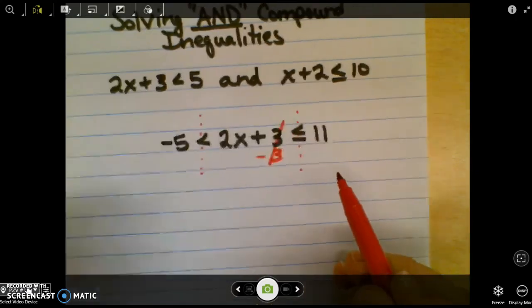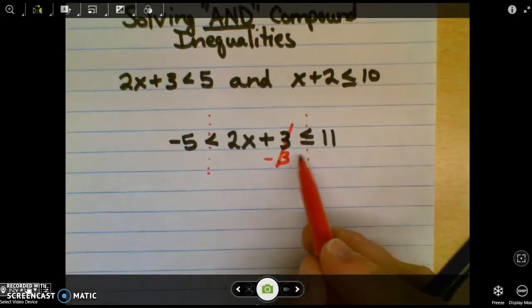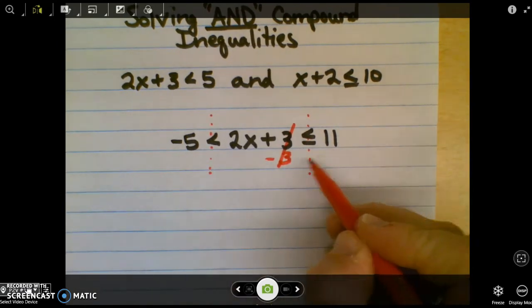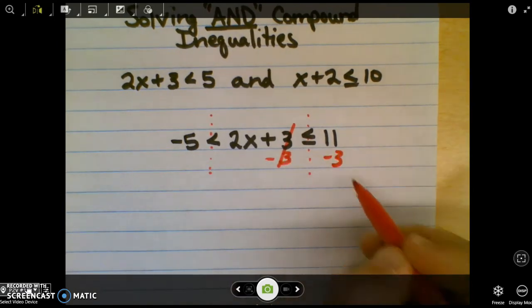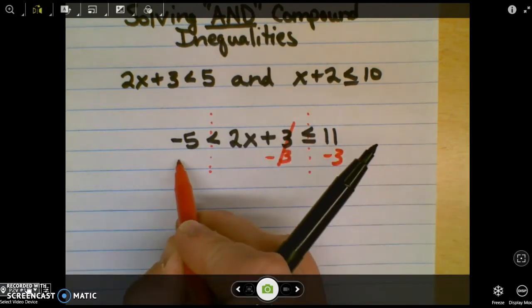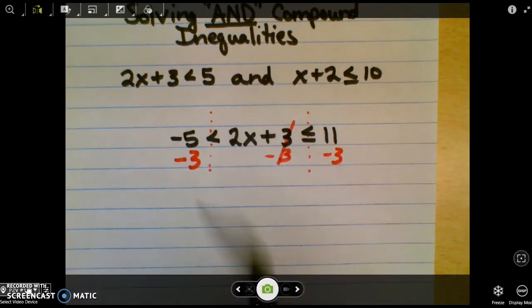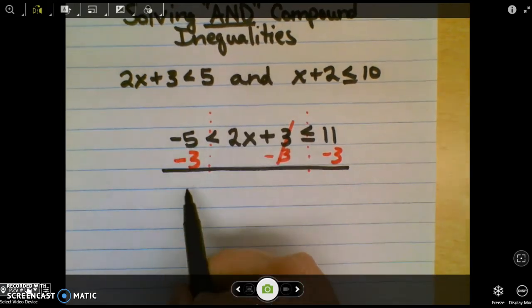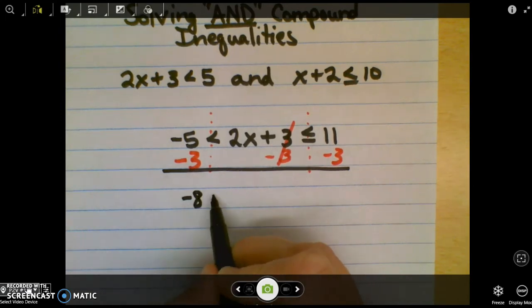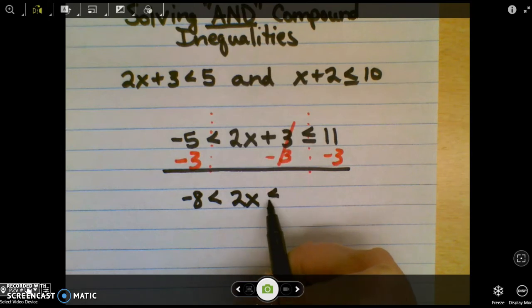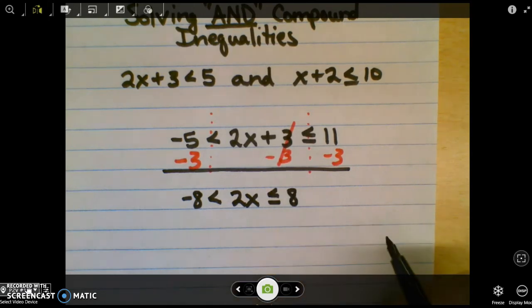Now, in a normal inequality, you would just have a left side and a right side. But this time we have 3 sides. So instead of just doing left and right, we're also going to do all 3 sides. Okay, so that will give us -8 is less than 2x, which is less than or equal to +8.